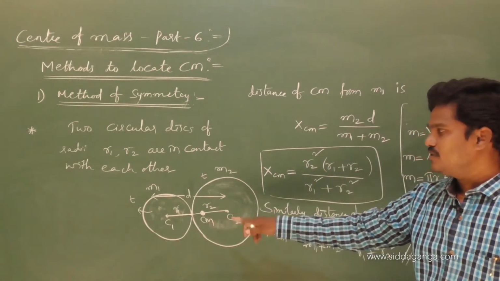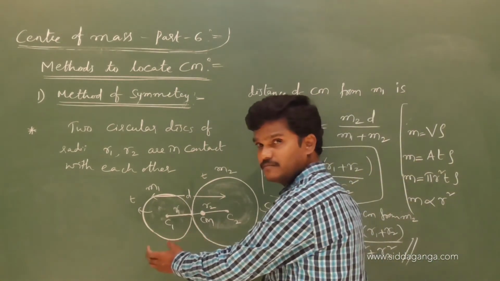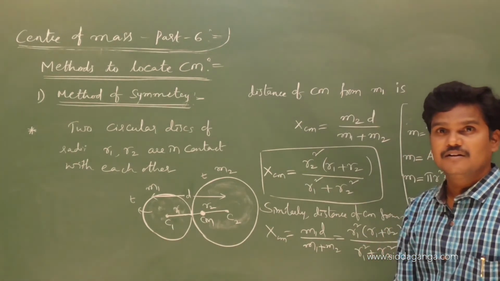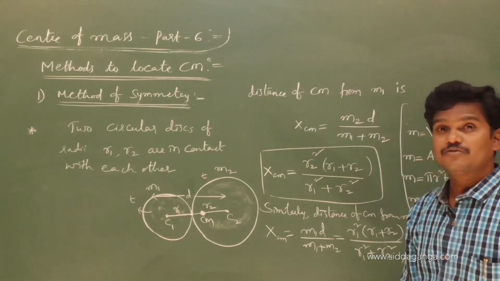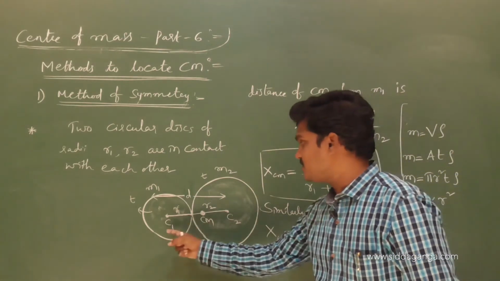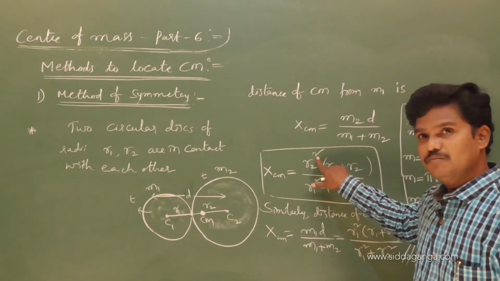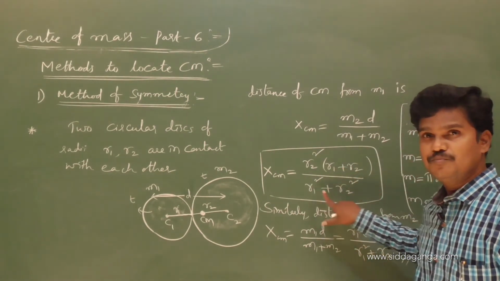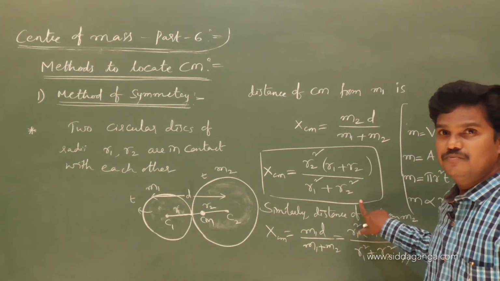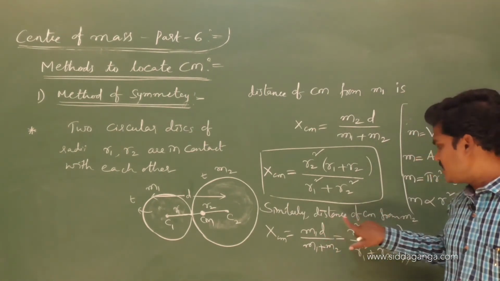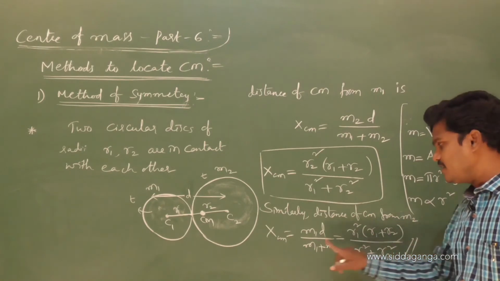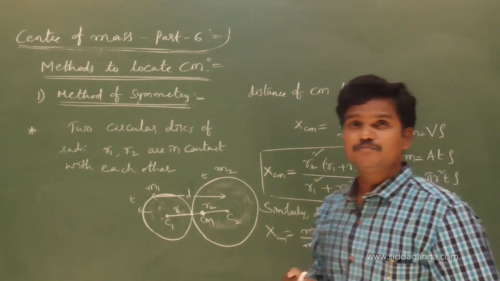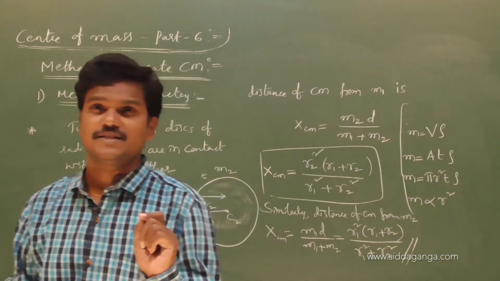Okay, if there are two spheres, one sphere of radius r1 and another sphere of radius r2, in contact with each other, then the distance of the center of mass from the first sphere is r2 cube into d, that is r1 plus r2, by r1 cube plus r2 cube. Similarly, the distance of the center of mass from the second sphere, we can write r1 cube. In place of square, cube will come because mass is proportional to the cube of the radius. Okay.